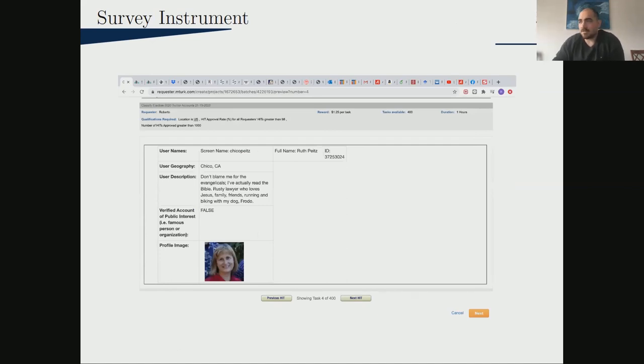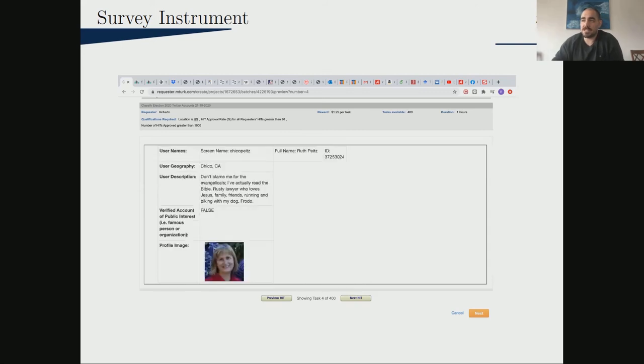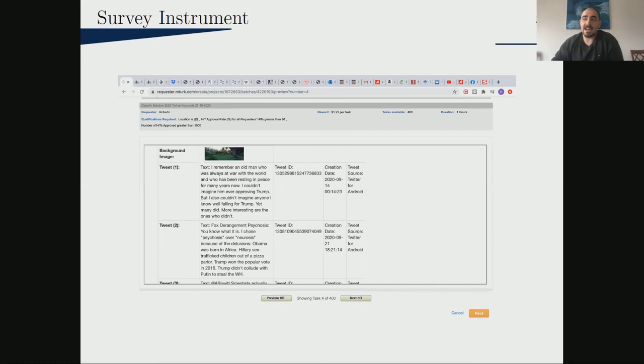So they would have seen the information that comes from somebody's Twitter account. For example, if you start going through this person's tweets, which are public, of course, she doesn't like Trump, and it's fairly obvious from her set of tweets. But there is also some really interesting information here. For example, she says, "Don't blame me for the evangelicals." So that might suggest that she is an evangelical, but she doesn't like Trump, which is a really interesting subset of voters that we might be interested in. So this is a rich data set. We just need to turn it into something usable.